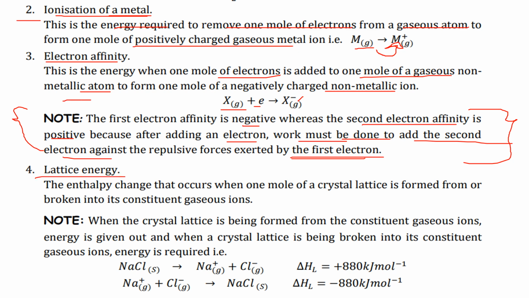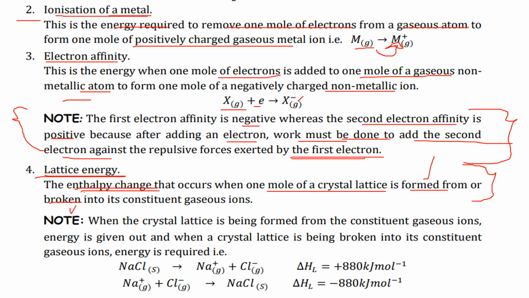So we're going to proceed to the main important energy, which is lattice energy. Lattice energy is going to be the enthalpy change that occurs when 1 mole of a crystal lattice is formed from, or broken into, its constituent gaseous ions. We say it's the enthalpy change because this definition covers both formation and breaking. But lattice energy can be defined in two ways. You can't bring this combined definition in an exam. You either define it in terms of formation, or you define it in terms of bond breaking.